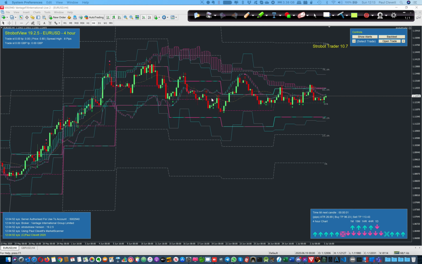Markets are closed at the moment, which gives me time to actually talk through how the trading system works. It's made up of an indicator and a robot. The indicator runs on as many trading charts as you want to run on. And we have a utility called StrobotUltimate charts, which will open all the trading charts.